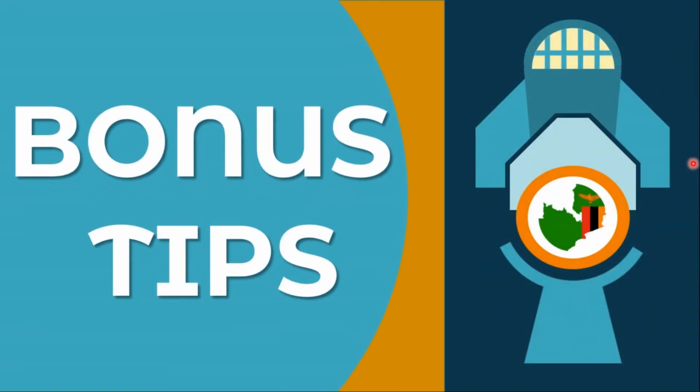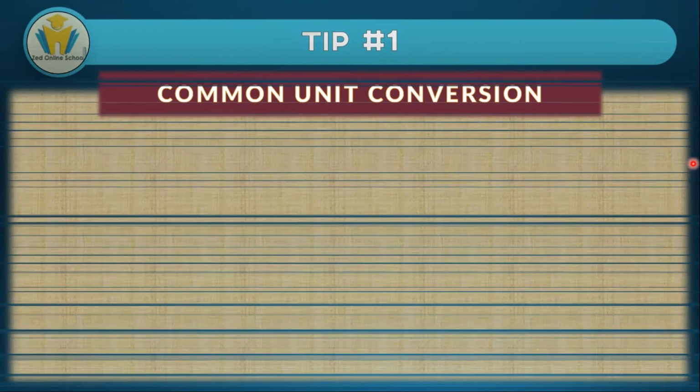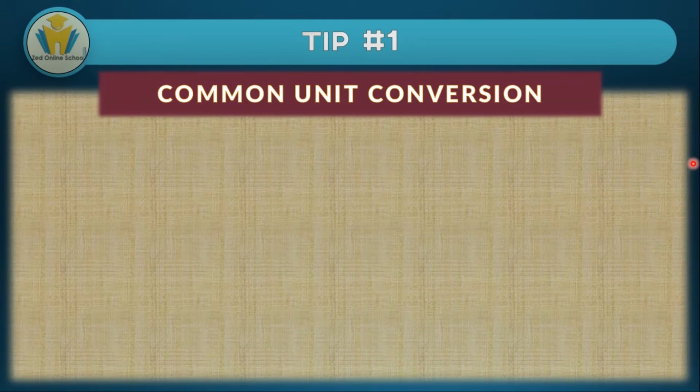You've finally reached the bonus tip section. In this video we've got 3 tips for you. The first is some common unit conversions that you need to know. We're going to start with mass. Mass can be given as tons, kilograms, or grams. So you should be able to convert from tons into grams.